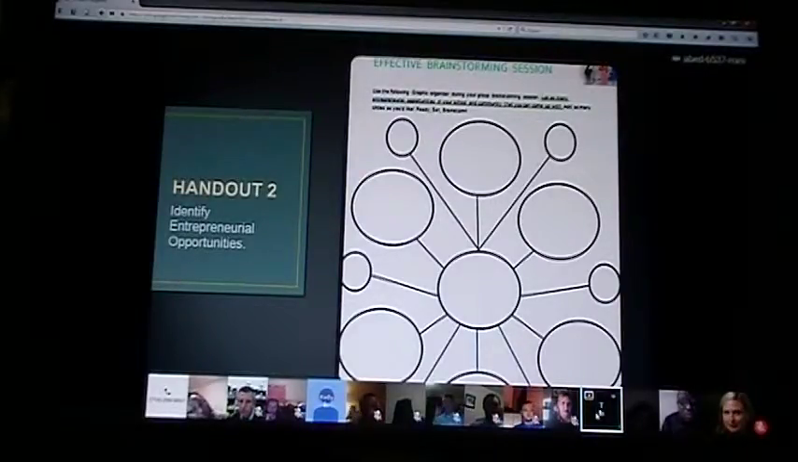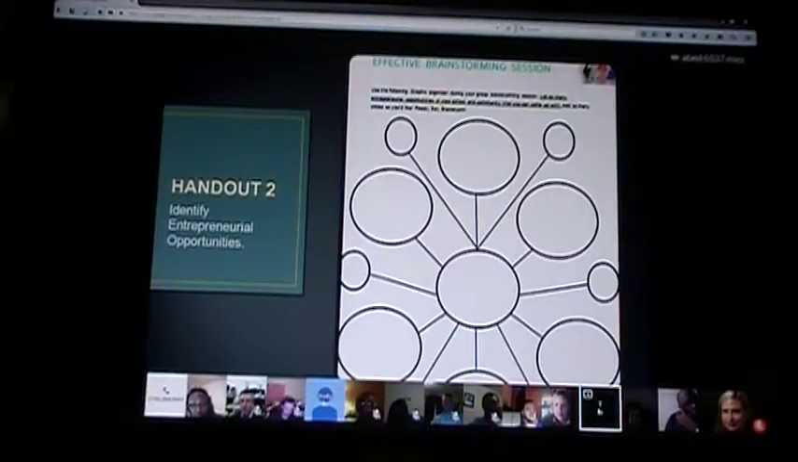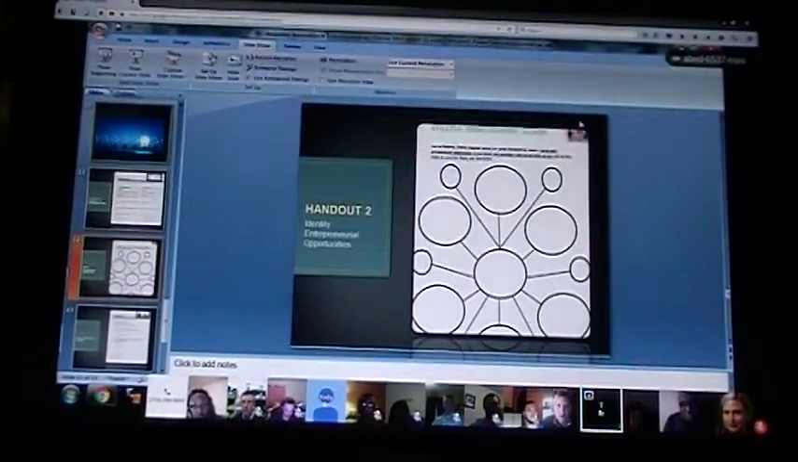And what you're going to do is list as many entrepreneurial opportunities in your school and community that you can come up with. So not the entrepreneurial idea, I just want the opportunity at this time. Okay? So fill out as many circles as you can. We're running a little short on time, so everybody come up with at least one, and I want you to type it in the chat box.